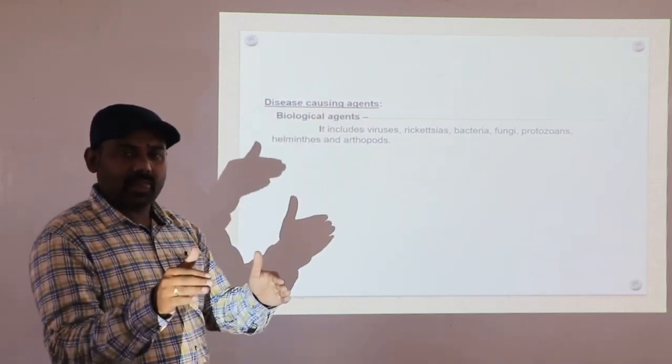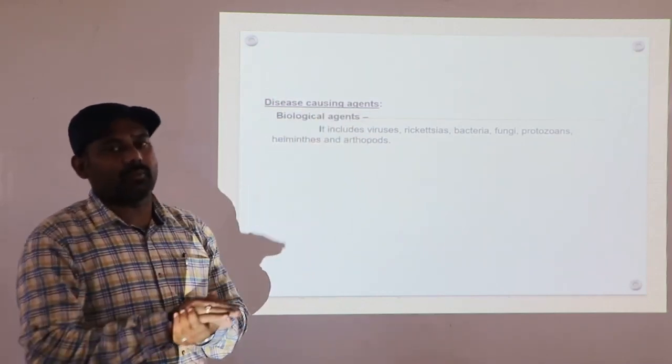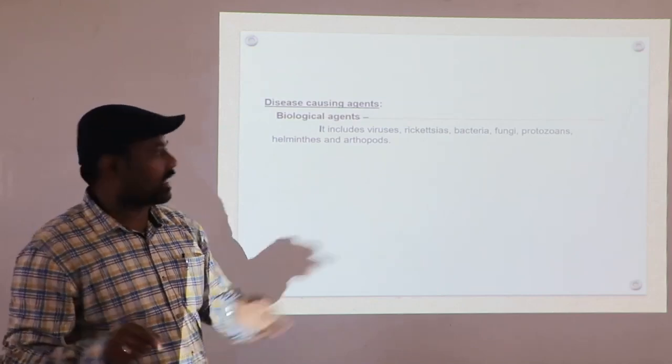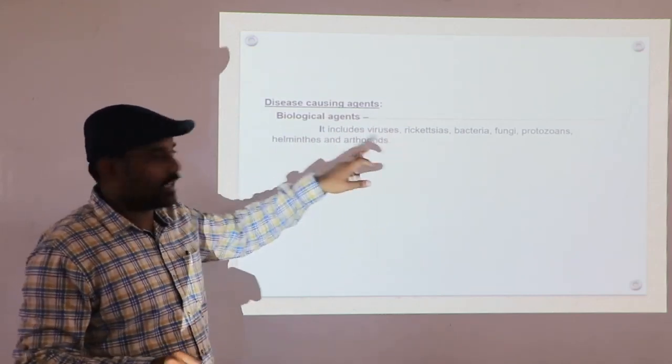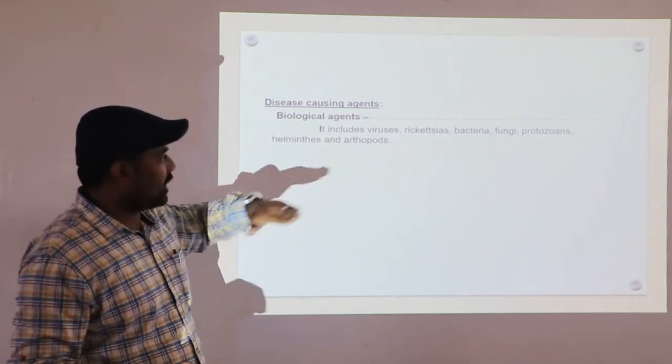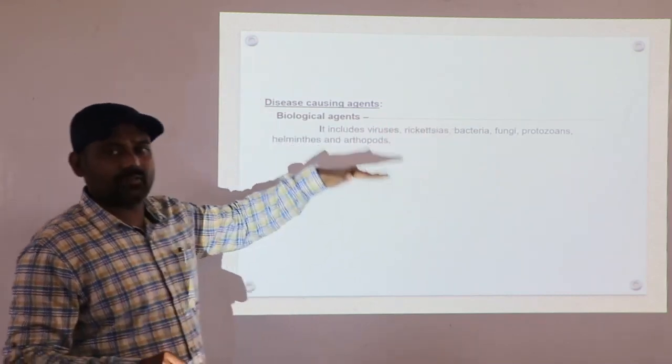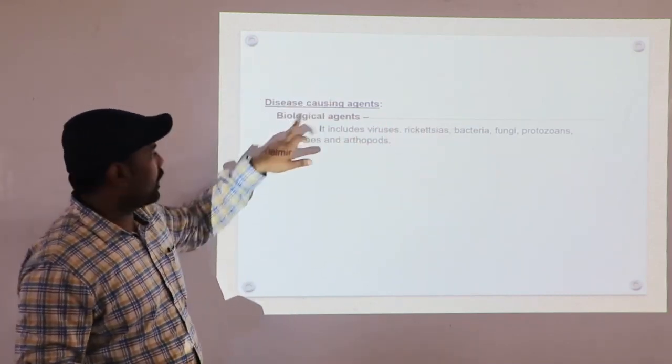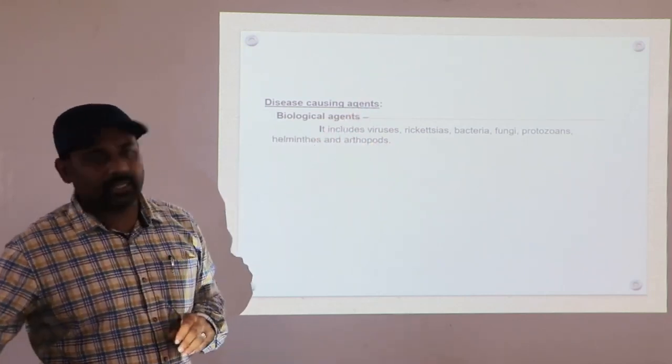Those agents which are going to cause disease to human beings and which are living ones are called biological agents. So what I mean is that all these living organisms which cause disease are called biological agents. Clear?